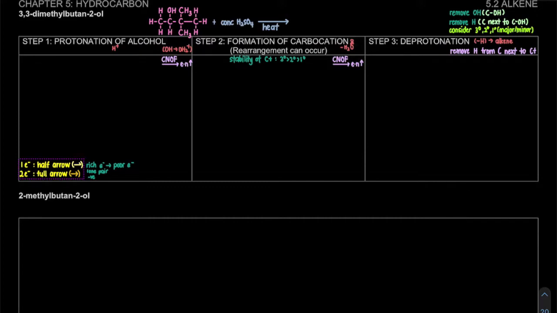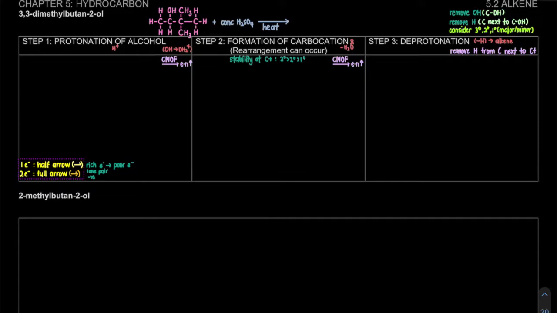Previously we have learned about the dehydration of alcohol, which is the removal of a water molecule. When there is removal of molecules, this is an elimination reaction. For the case of alcohol, we are going to remove OH and we will remove hydrogen as well. The hydrogen must be attached to the carbon next to the carbon containing the OH group. But then we have to consider the classification of the carbon or the hydrogen itself, tertiary, secondary, primary, to determine the major or minor product.